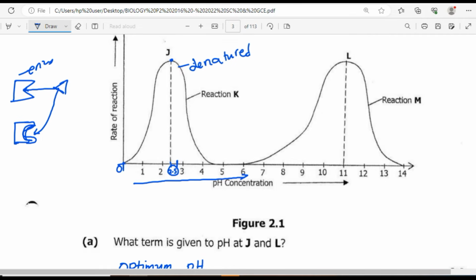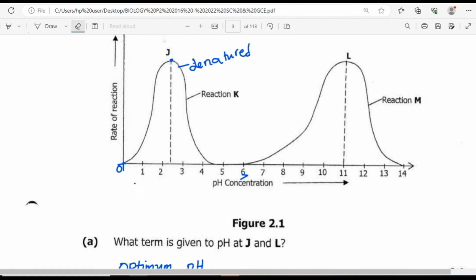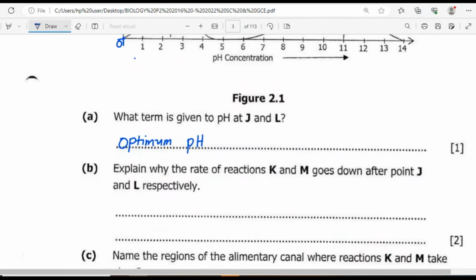No. Whenever you look at denaturing, whether it is in connection with temperature or pH, just have it in mind that the enzymes have changed their original shape. As a result, they cannot fit with their respective substrate. So that is what caused these two reactions to start to slow down. So the enzymes were denatured.